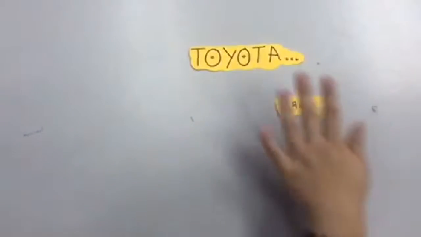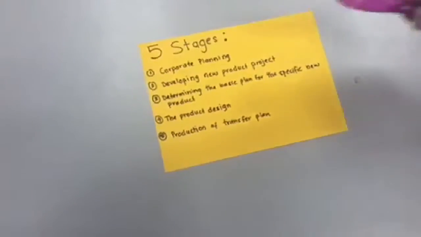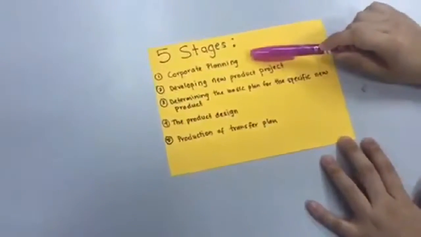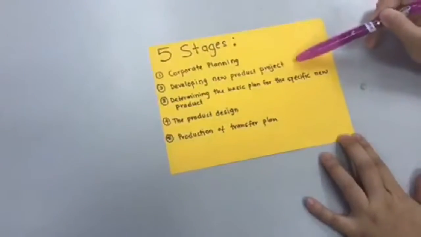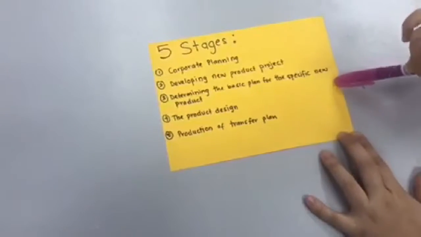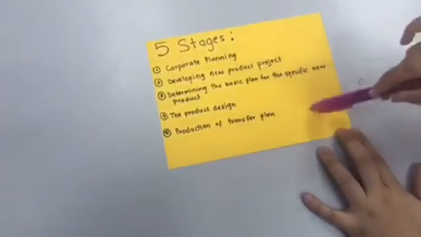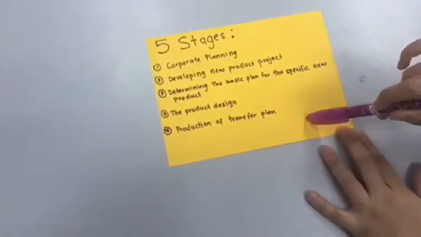To answer our third question, we will be focusing on the company Toyota. Target costing was developed by Toyota Corporation in the 1960s. According to the Japanese, there are 5 stages to the target costing processes. First is the corporate planning. Second is developing new product project. Third, determining the basic plan for the specific new product. Fourth, the product design. And lastly, the production of transfer plan.